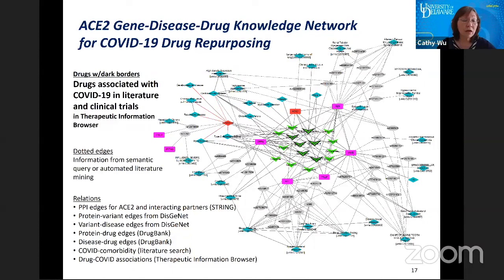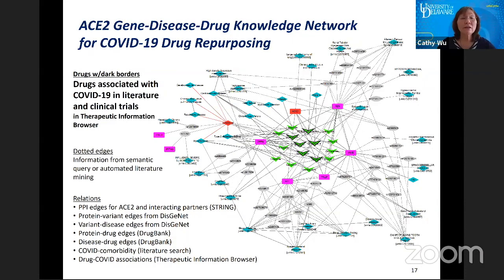What is particularly interesting here is the drugs with dark borders. Again, the therapeutic drugs are those indicated in green. The ones with dark borders are those drugs associated with COVID-19 in the literature and in the clinical trial and therapeutic information browser hosted by the COVID-19 Healthcare Coalition.